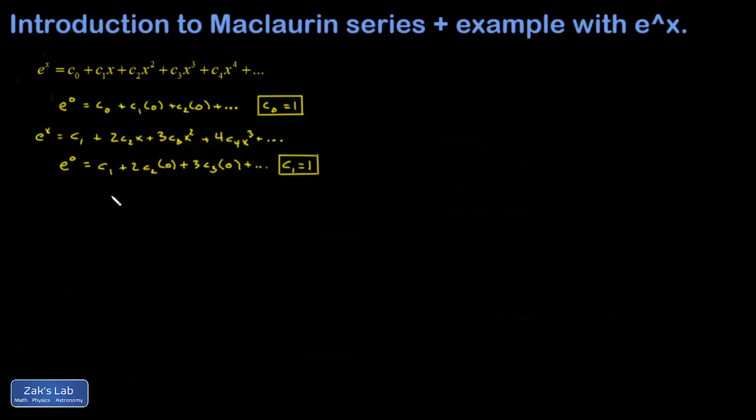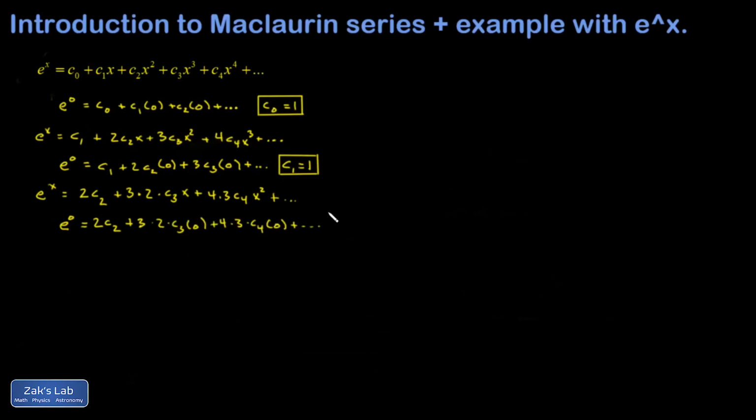Let's continue this process until we're able to detect some kind of pattern in the c's. There's our second derivative of e to the x. I evaluate that at x equals 0. And that exposes c2 while every other term vanishes. And now I have that 2c2 is equal to 1, which means c2 is just 1/2.